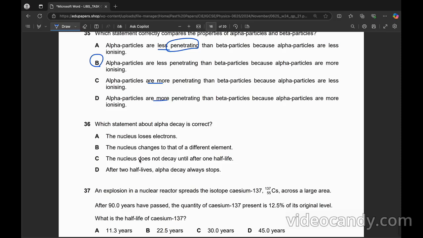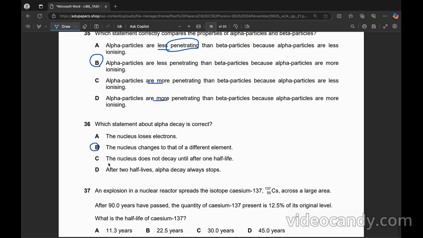Now if you look at A, the nucleus loses electrons. The nucleus does not contain electrons. It only has protons and neutrons, so that would be wrong. And the nucleus changes to that of a different element. Now this is true, because if alpha decay happens, then 2 protons and 2 neutrons would be emitted, which means it's the nucleus of a helium atom. So this is true. Because the proton number changes, it becomes a different element.